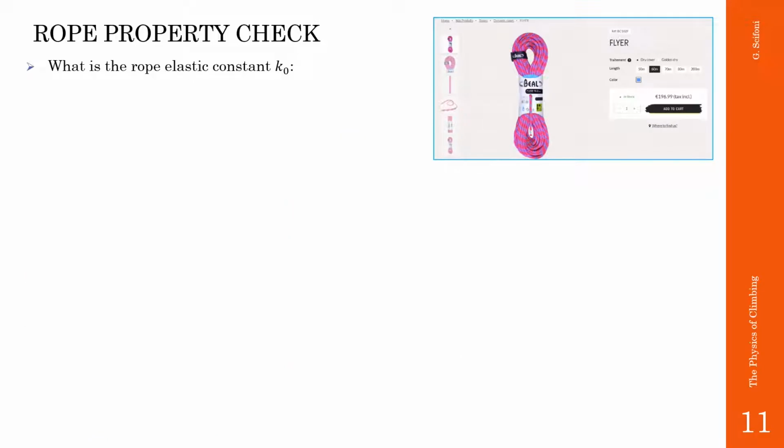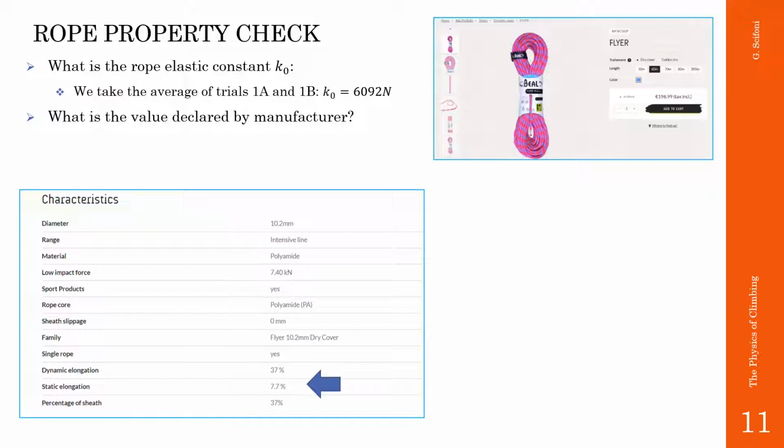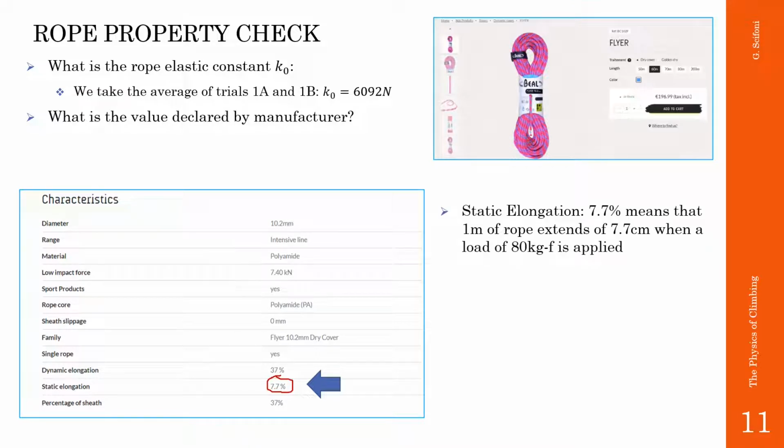We take the average of the two K0 values found. We get 6092 Newton. We want now to compare this value with the elastic property declared by the manufacturer for the same rope. Under the specification, we find the static elongation, 7.7%. This is conventionally the elongation when a load of 80 kg force is applied. If we divide the load by the elongation and convert this value into Newton, we find K0 equals 10,192 Newton. That is significantly higher than our value.